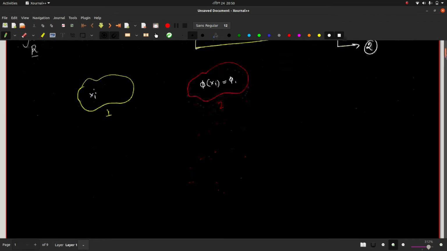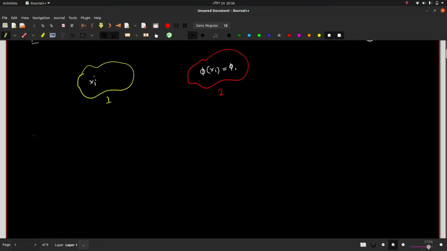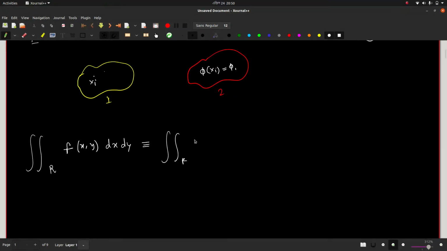And before we go on, oftentimes people regard a double integral, let's say f of x y dx dy, as equivalent to a double integral of f of x y wedged with dx wedged with dy. It's equivalent but not equal.